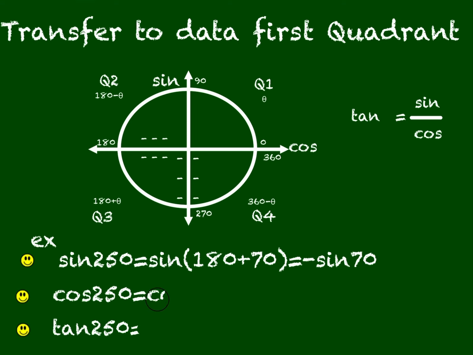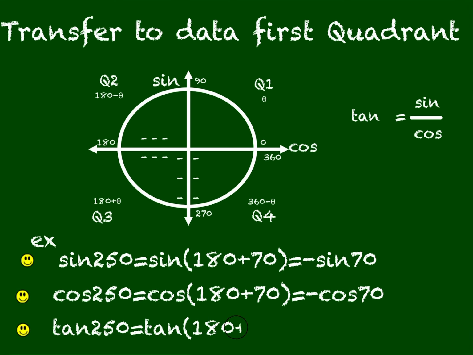Now I will do the same thing for cosine and check whether cosine is positive or negative. Here, negative. Check the x-axis. Don't forget, all cosine values are on the x-axis. Now tangent. Tangent, same as the others, is sine over cosine, so negative over negative is going to be positive, tangent 70. That is, tangent 250 equals tangent 70, and sine 250 equals negative sine 70.